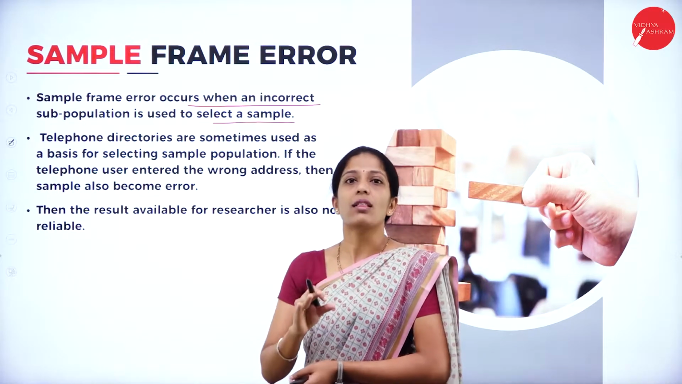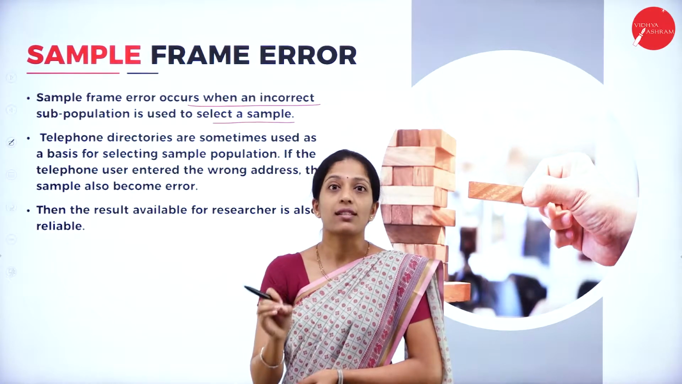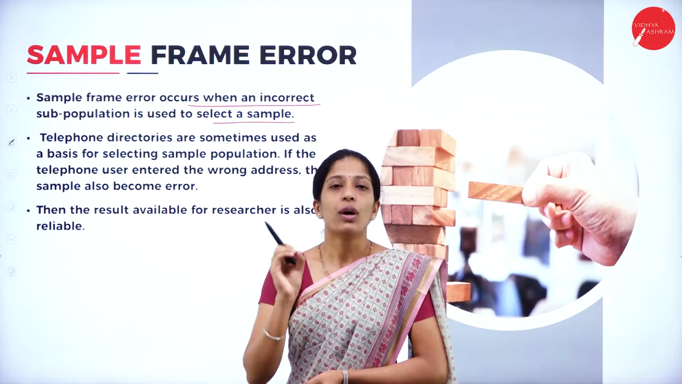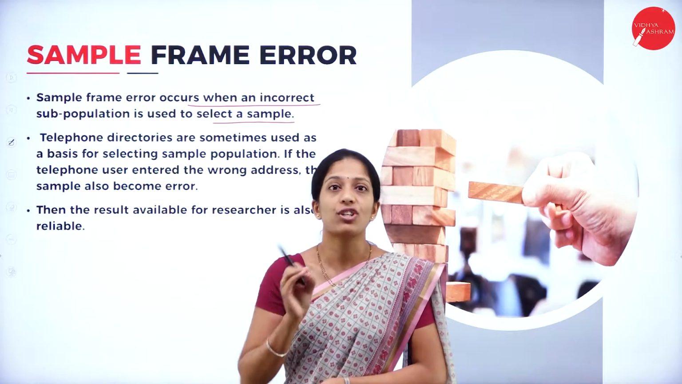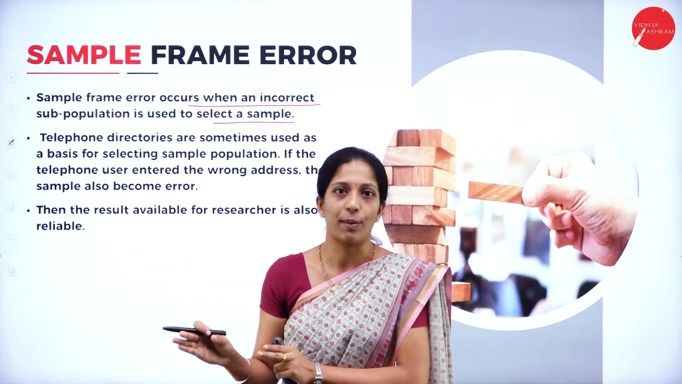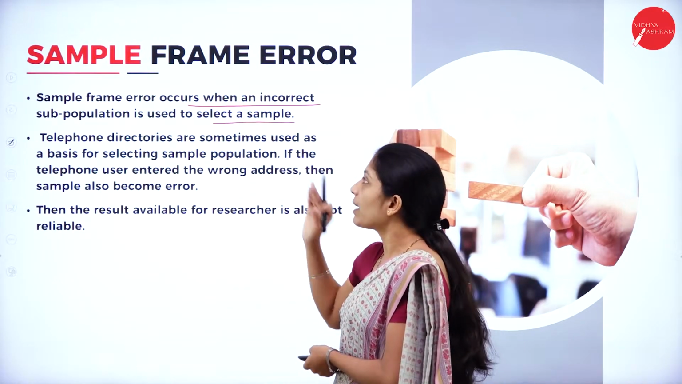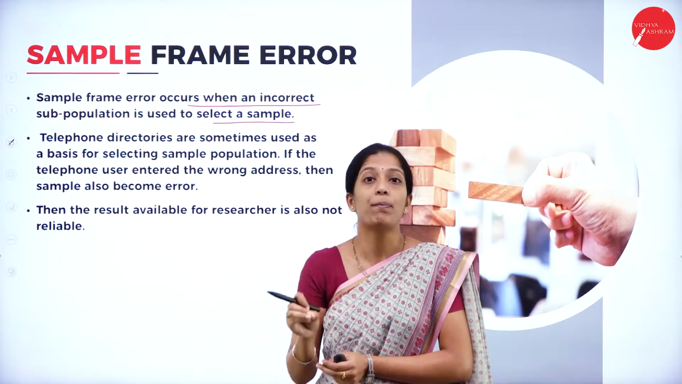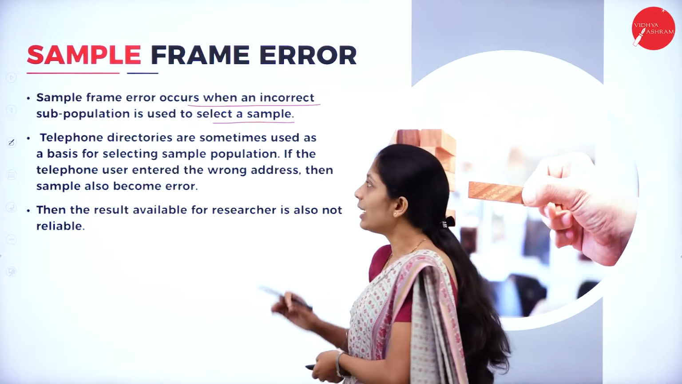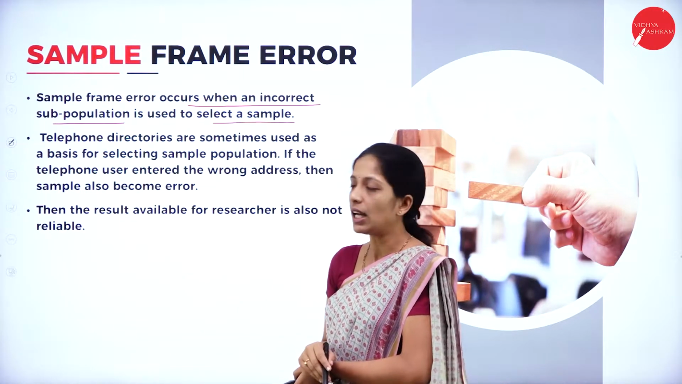Now here, all the homemakers will not cook at home. So there also the researcher has to identify who are the homemakers who will permanently cook at home, who will have sufficient knowledge compared to the working women. Correct? So here he has to be very careful. Sampling frame errors occur in the selection of the subpopulation, so while selecting the subpopulation also the researcher has to be very careful.